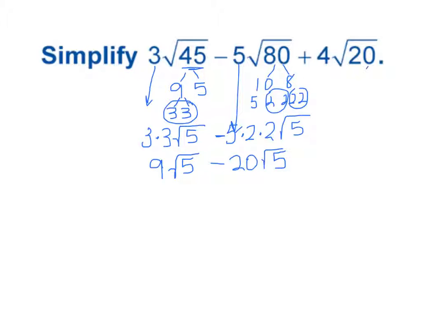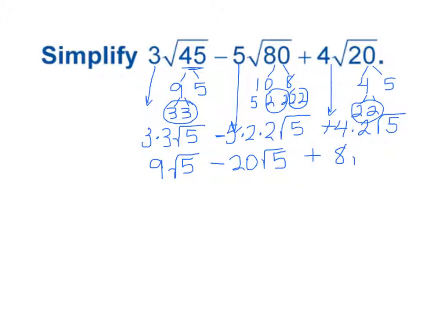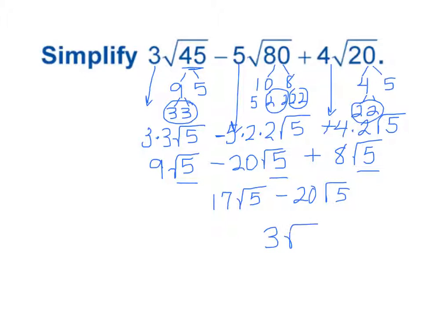And then when we do 20, we have 4 times 5. 4 is 2 times 2. That's a group. Bring this down. This is plus 4 times 2 square root of 5, plus 8 square root of 5. So now I have square root of 5 on all the terms, and so I add, it's like apples. I've got 9 apples minus 20 apples plus 8. 9 plus 8 is 17. 17 minus 20, 17 square root of 5 minus 20 square root of 5 is negative 3 square root of 5. All right? And that's how you do that.